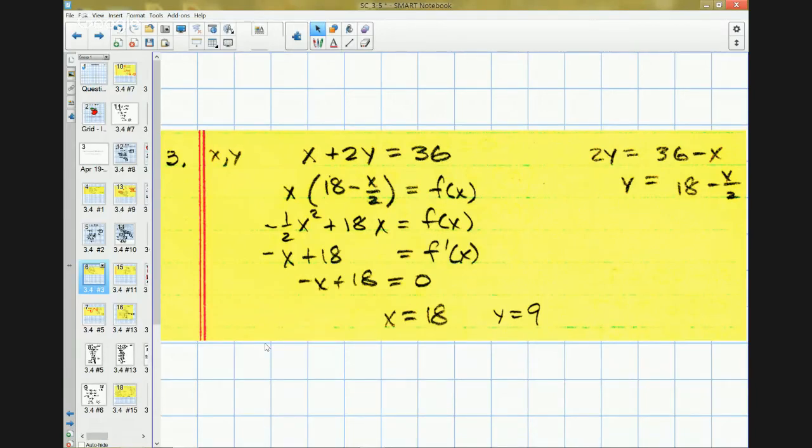So for number 3, let me get the wording from the book. Find 2 positive numbers that satisfy these requirements. In number 3, the sum of the first and twice the second is 36, and you want to make the product a maximum. All right?